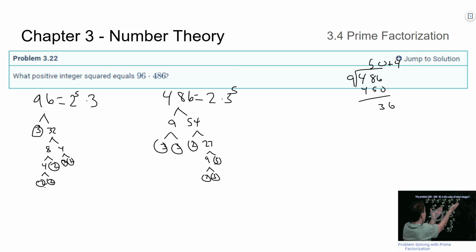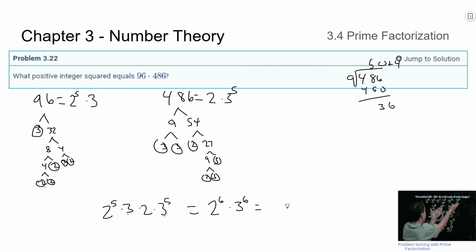So now that we have that all broken down, we can combine these. We know that this is 96 times 486. So we have 2 to the 5th times 3, that was our 96, times 2 times 3 to the 5th. Now we can combine some of these because multiplication is commutative. 2 to the 5th times 2 is going to be 2 to the 6th, and 3 times 3 to the 5th is going to be 3 to the 6th.